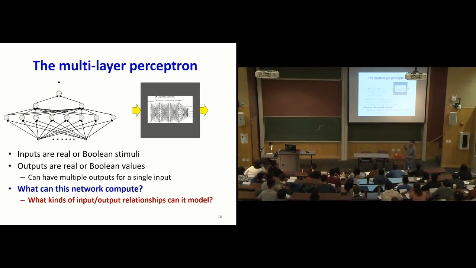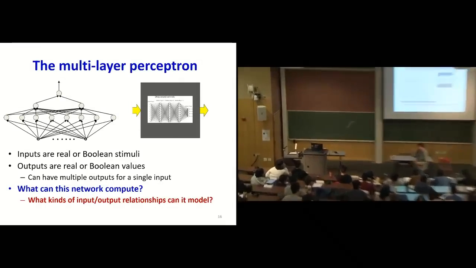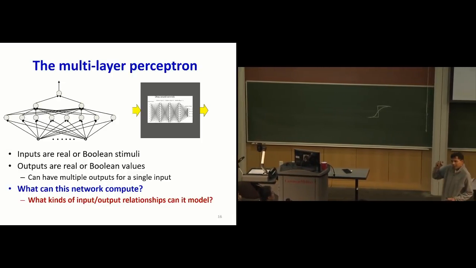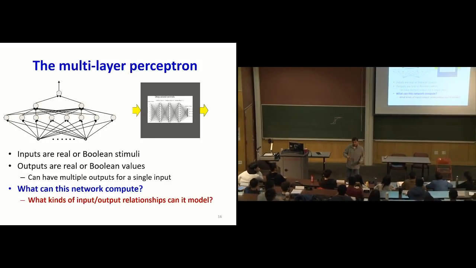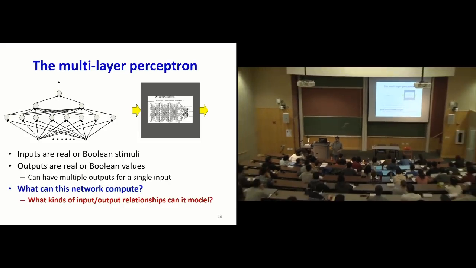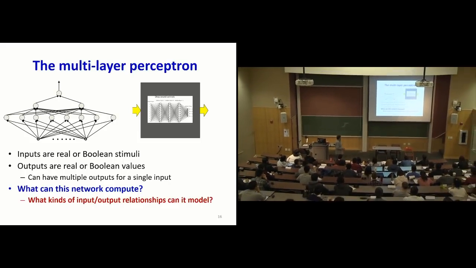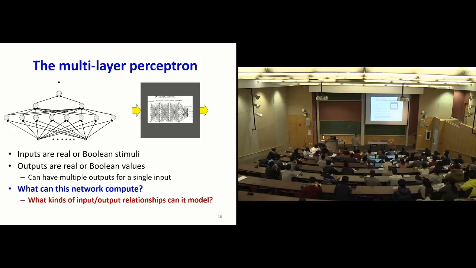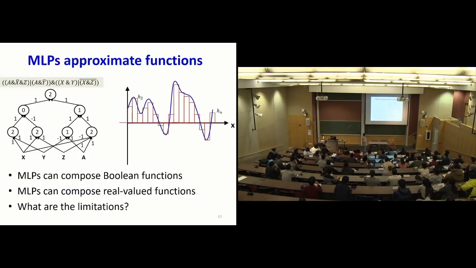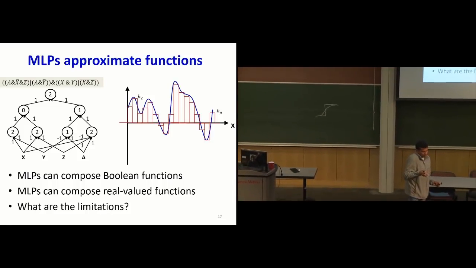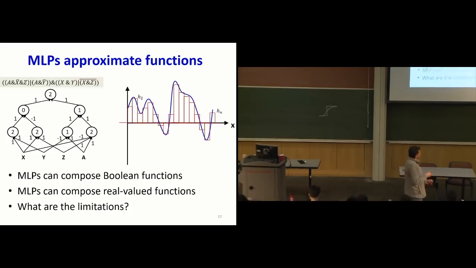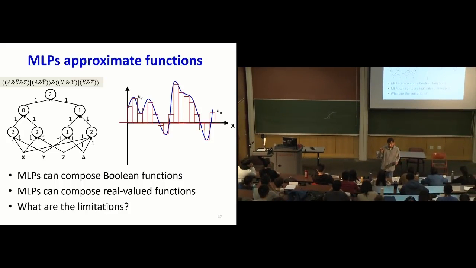So given that it has this structure, and remember, each of these units is really very, very simple. Given that you're taking all of these really simple units and composing them, what kinds of functions can these networks actually compute? What input-output relationships can this network model? And we saw in the last class that these networks can model any Boolean function. You remember that, right? We also saw that it can model any one-dimensional real-valued output.